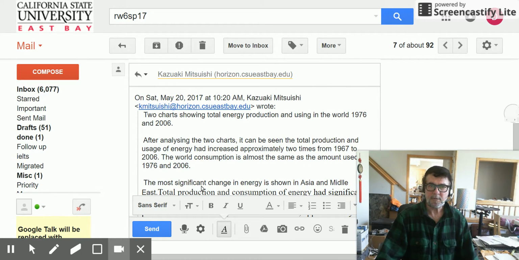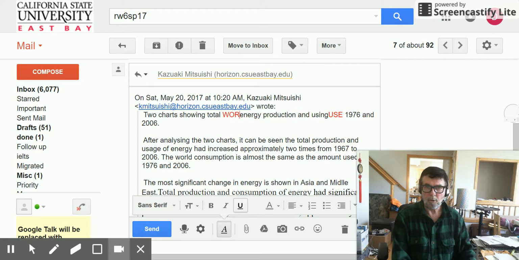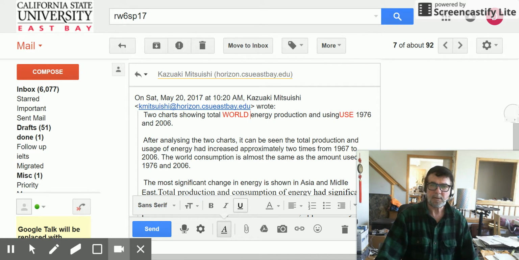You said "two charts showing total energy production and using in the world." Okay, wrong word here. You want the word use. Energy production and use. In the world, I think this is unnecessary, so I'm just going to take it out. Of course, it's in the world, right? Where else would it be? Or else, you know what? You're right. Let's just put world, total world energy production.